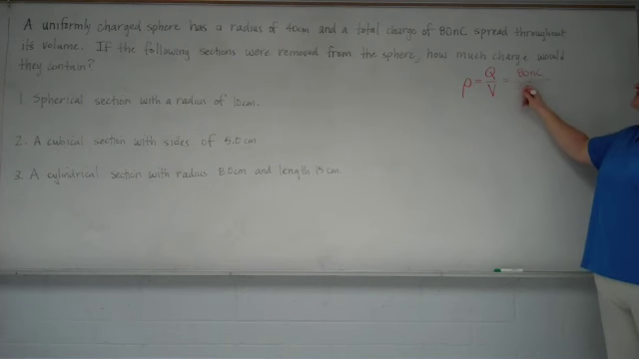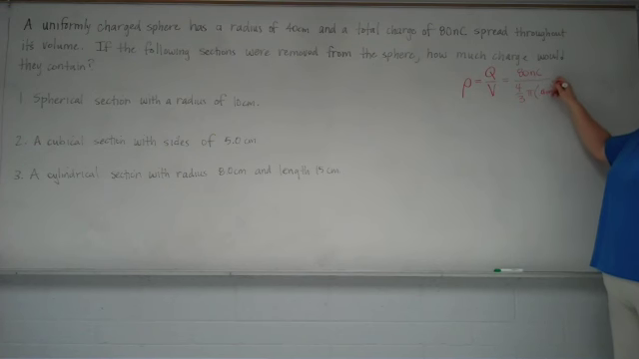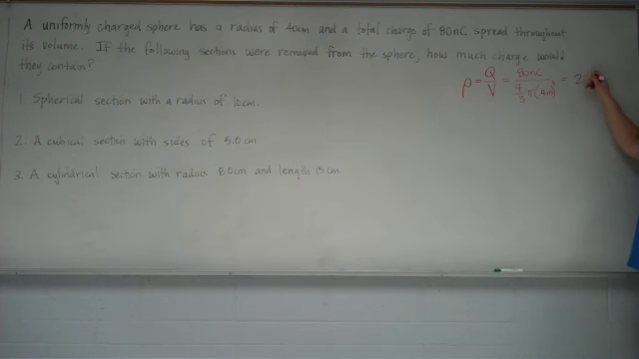The volume of a sphere is 4/3 pi r cubed. We know the radius is 0.4 meters. Plugging that through, we know the charge density is 298 nanocoulombs per meter cubed, or 2.98 times 10 to the negative 7 coulombs per meter cubed. Whichever way is fine.